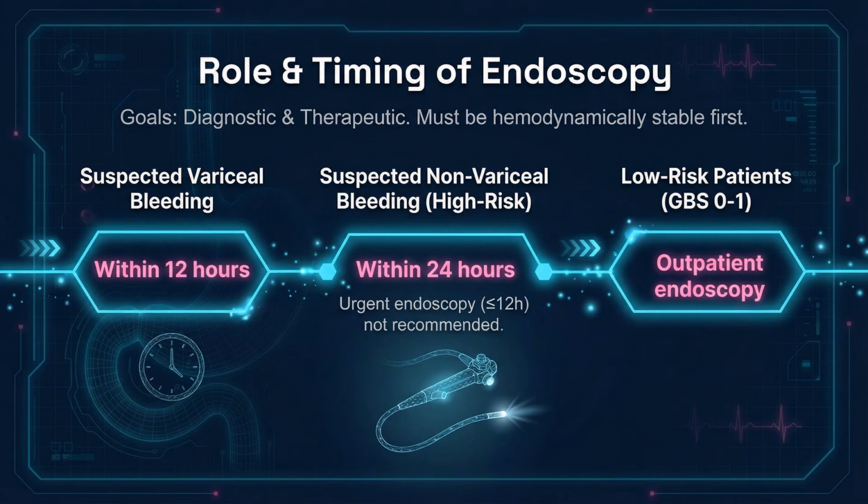Interestingly, the European Society, or ESGE, strongly recommends against urgent endoscopy within 12 hours for this group, as it may not improve outcomes. This is supported by the Lau 2020 New England Journal of Medicine trial, which found that for patients with high-risk ulcers and a GBS of 12 or more, endoscopy within 6 hours did not improve 30-day mortality compared to the standard 24-hour window. For low-risk patients with a GBS of 0 to 1, outpatient endoscopy is the appropriate course.